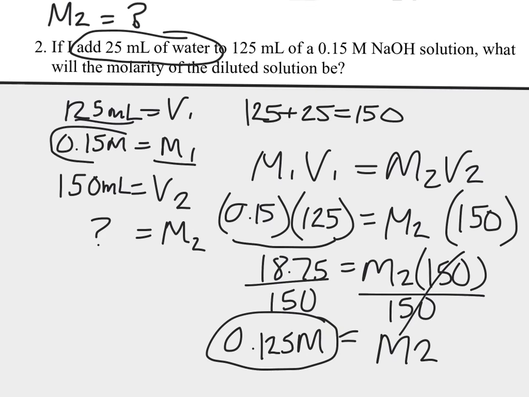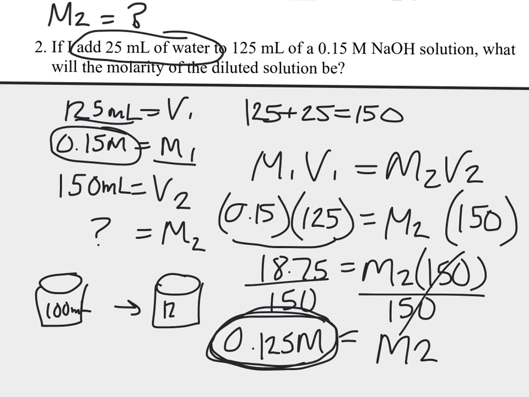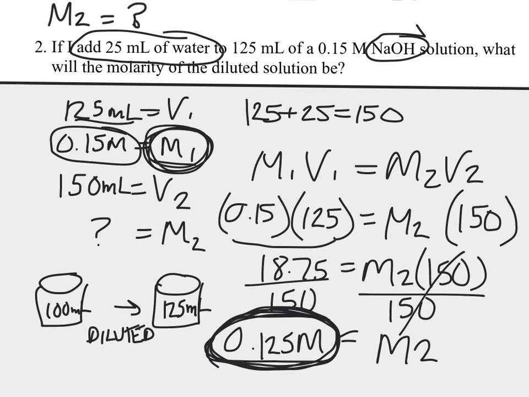Well, we started with 0.15 and we went down just a little bit to 0.125. But that does make sense because you started with 125 milliliters and you added 25. So you added more liquid or water to it, whatever. That means it was diluted. It still kept the same amount of moles of substance, in this case sodium hydroxide, but because you added water and no more sodium hydroxide, the concentration is lower. So that makes sense why your answer ends up being slightly smaller than the original starting molarity.